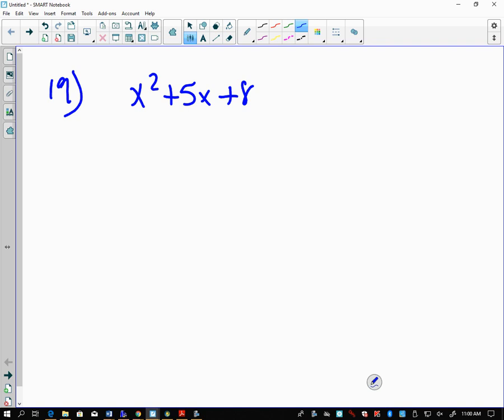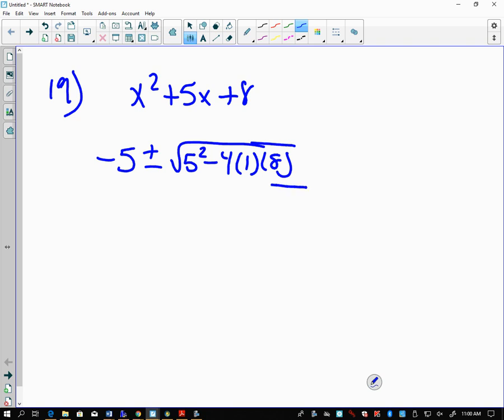I think the easiest thing to do here is to use the quadratic formula. So I'm going to do negative 5 plus or minus the square root of 5 squared minus 4 times 1 times 8, all over 2 times 1. Does that make sense? We got that. So we got negative 5 plus or minus the square root, all over 2.